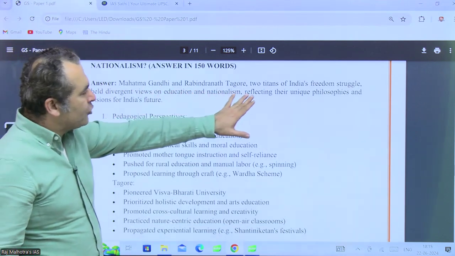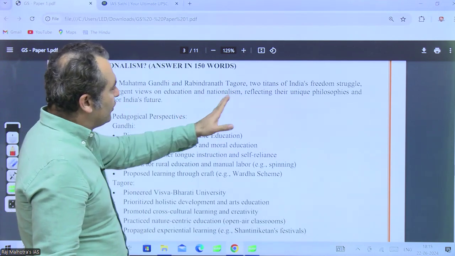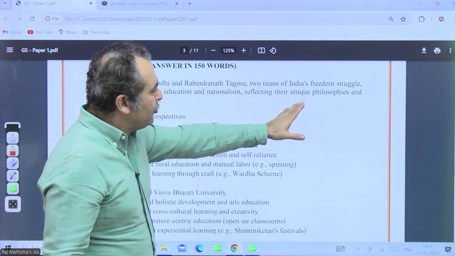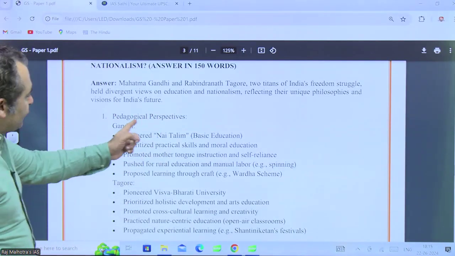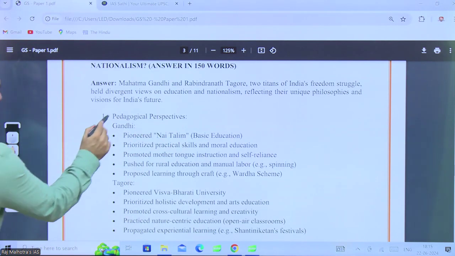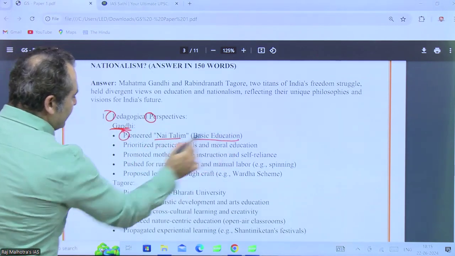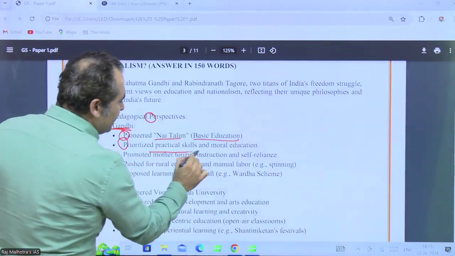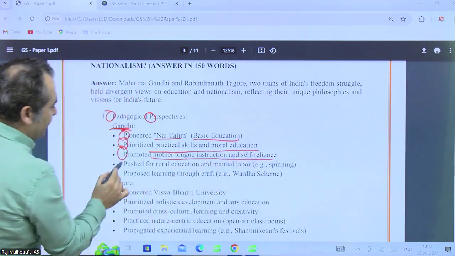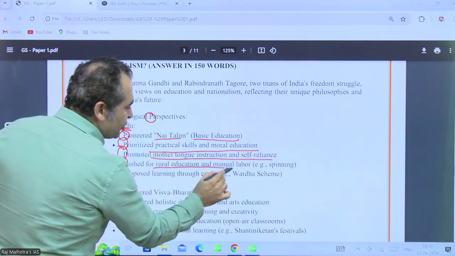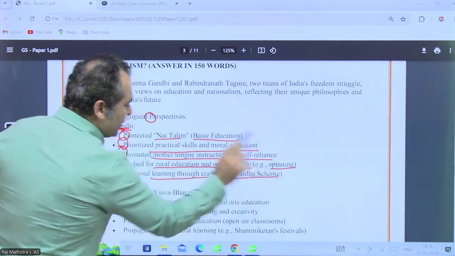Mahatma Gandhi and Rabindranath Tagore, two titans of India's freedom struggle, held divergent views on education and nationalism, reflecting their unique philosophies and vision for India's future. Now, pedagogical perspective, right? This is P. Gandhi pioneered Nai Talim, basic education, prioritized practical skills and moral education, promoted mother tongue instruction and self-reliance, pushed for rural education and manual labor, spinning, proposed learning through craft, Wardha scheme.